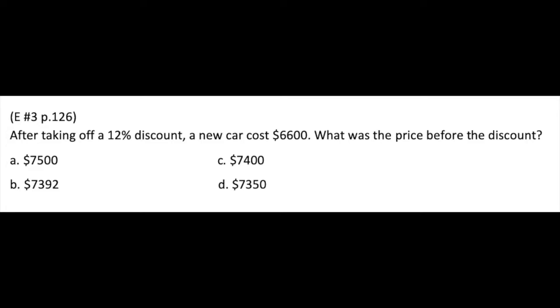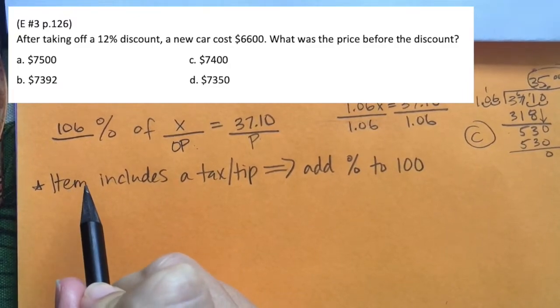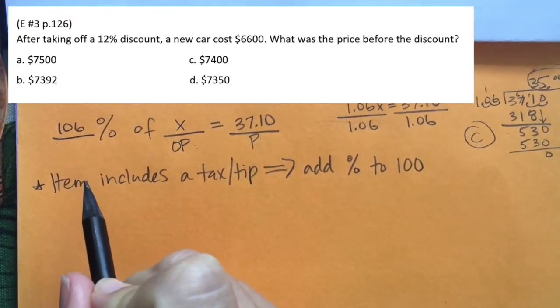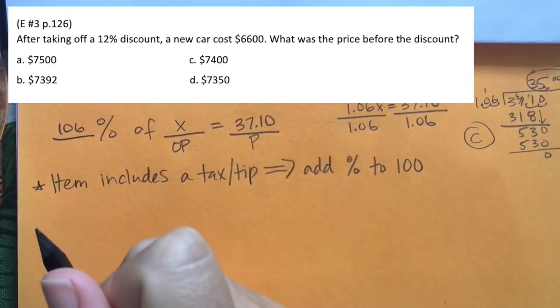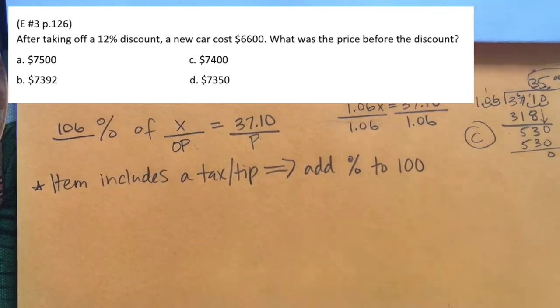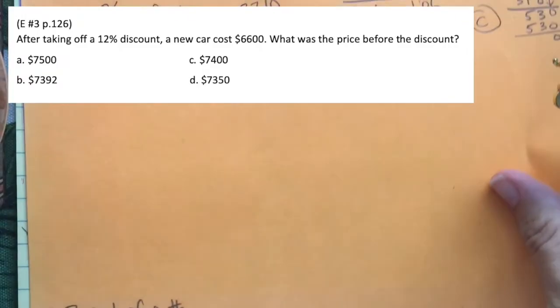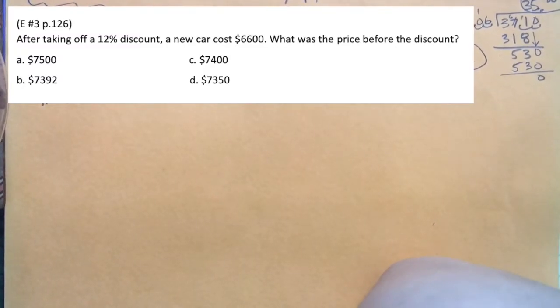All right, let's do another one. So this is how you would set up a problem when it tells you that the item price includes a tax or a tip. It's already been added to the base cost. Let's talk about problems like this one where you have a discount. So this says, after taking off a 12% discount, a new car costs $6,600. What was the price before the discount?